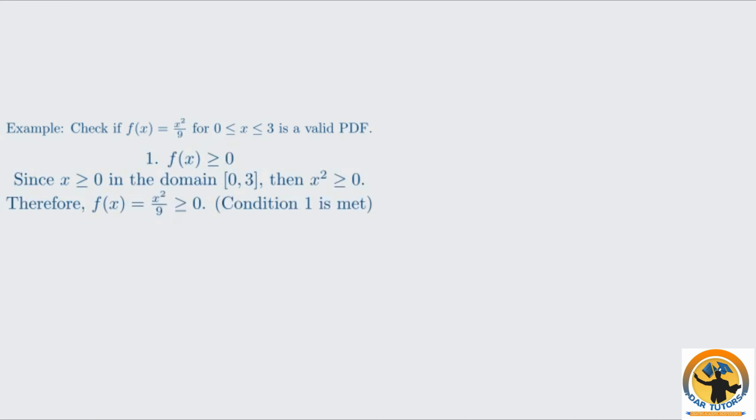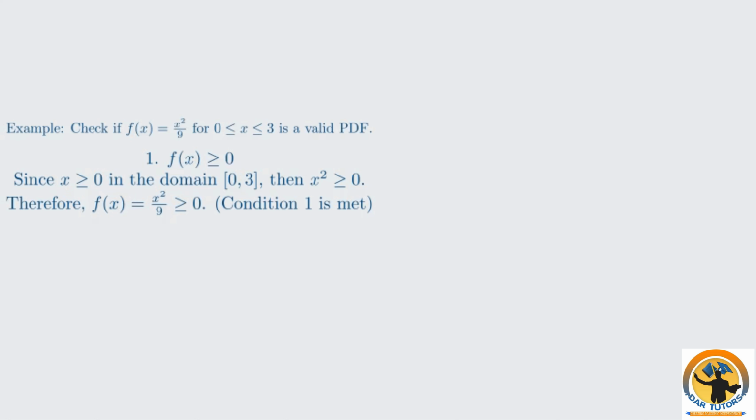Let's apply these ideas with a worked example. Consider the function f of x equals x squared over 9, defined for x between 0 and 3 and 0 otherwise. First, we need to check if this is a valid probability density function. It must satisfy our two conditions. Let's check the first condition. f of x must be non-negative. The function f of x equals x squared over 9. For any x value between 0 and 3, x squared is always non-negative. Dividing by 9 keeps it non-negative. So the first condition is satisfied.